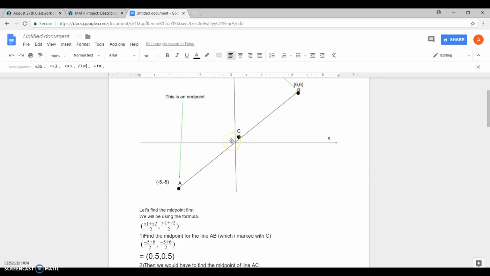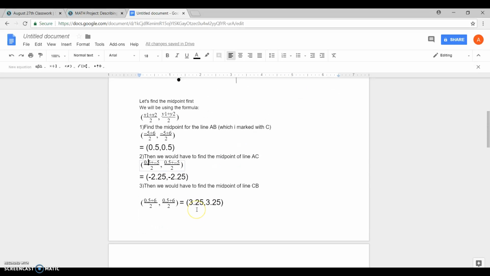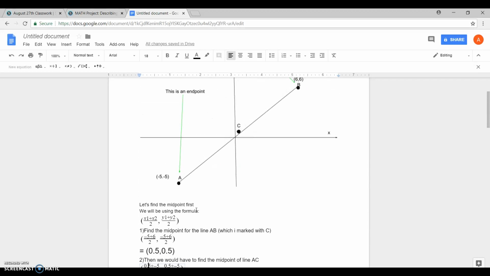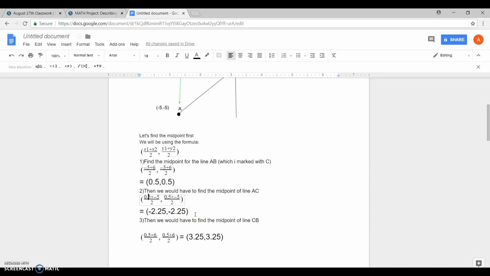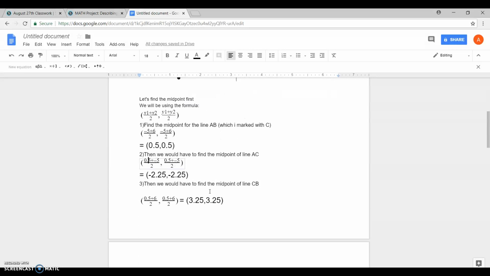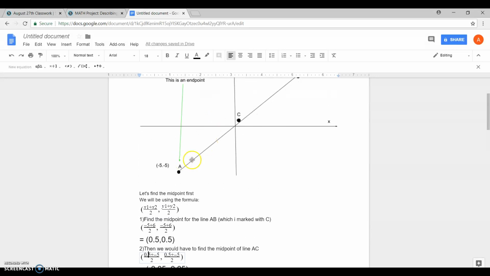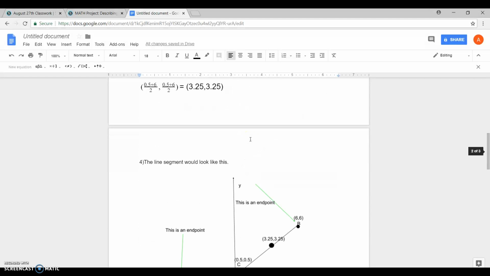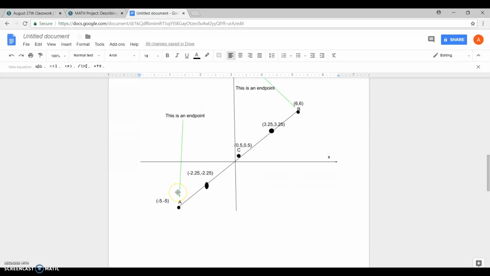Likewise, instead of using the coordinates for point A, we'd use the coordinates for the midpoint and the coordinates for B, as shown over here. The midpoint for the line CB would be (3.25, 3.25). And now we have all our coordinates for each fourth. So it will look like this. It's all in fourths, as you could see here, which is 1, 2, 3, 4. Perfect.